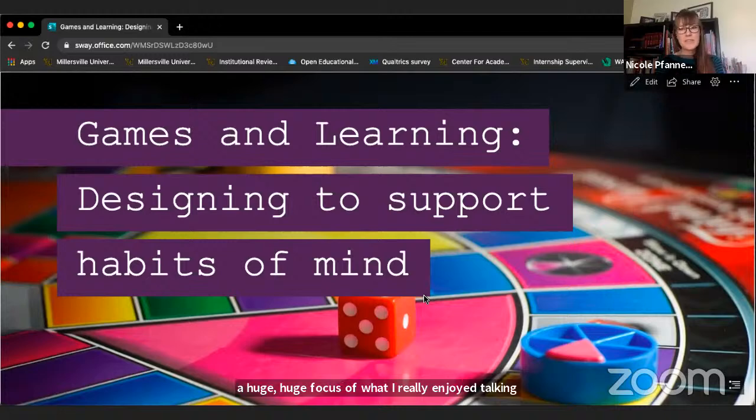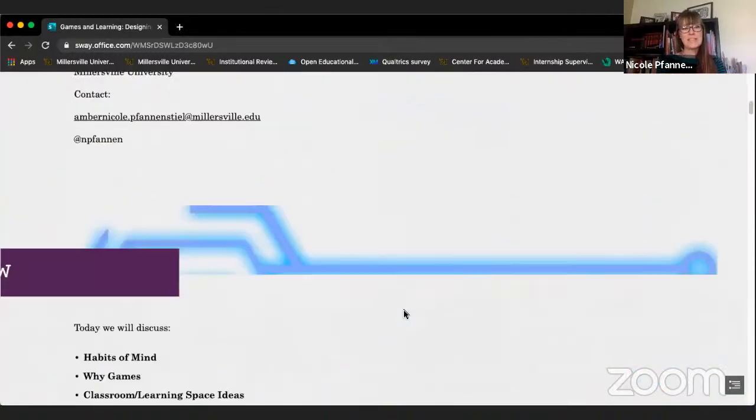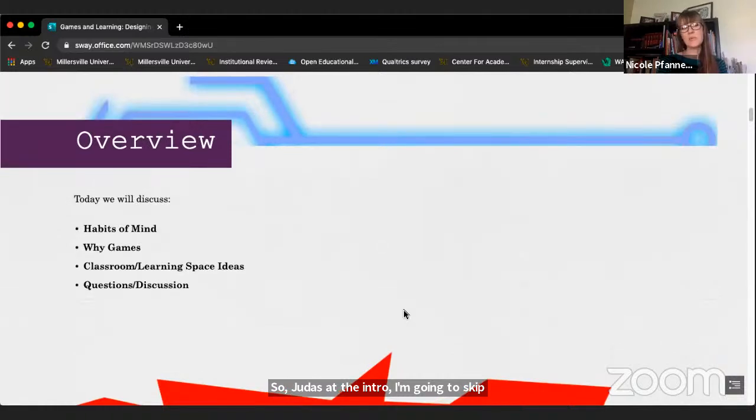When we talk about habits of mind, most of the habits of mind that we're developing while engaged with a game are developed through play, or they are play, and they're always interconnected. Judith did the intro, so I'm going to skip that and do a quick overview of what we're doing today. I will talk about habits of mind and dispositions. Various fields use the terminology habits of mind, other fields use dispositions. I will go back and forth between the two.